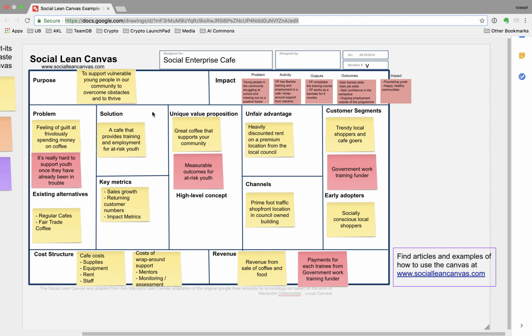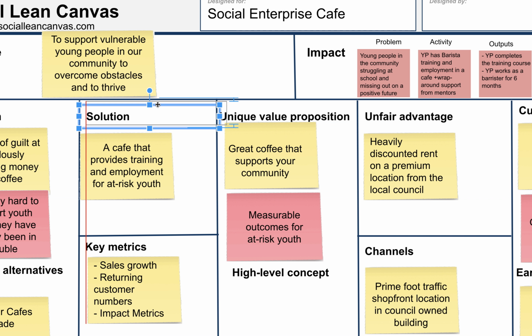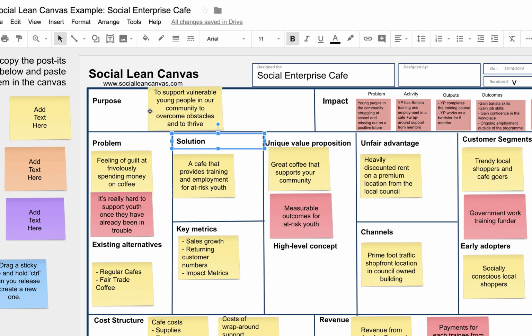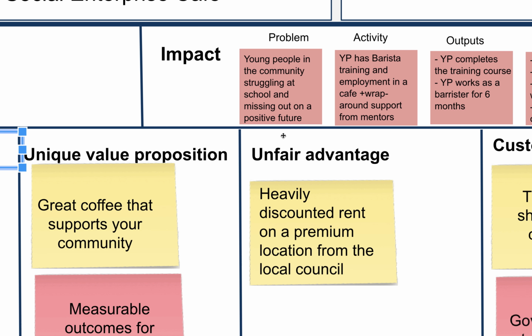And this is a fictitious example that I just put together, but it probably reflects quite a few social enterprise cafes that you'll find. So purpose: to support vulnerable young people in our community to overcome obstacles and to thrive. So our goal is that we feel like there's a need in the community for something to help young people overcome obstacles and thrive. Now the impact model that we're sketching for this social enterprise.